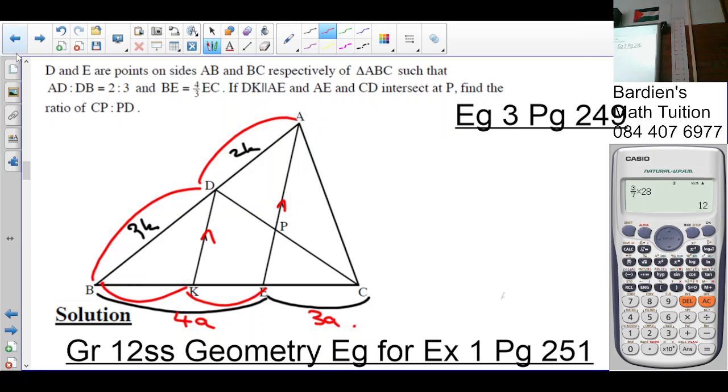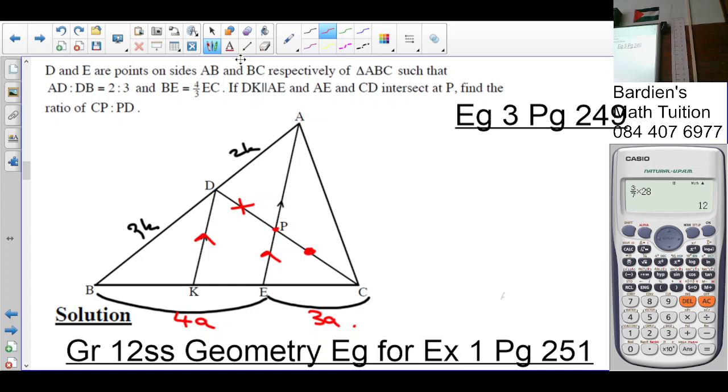Also, we are told that AE and CD intersect at P, which is this point here. Find the ratio of CP, so that's what we need, and PD. Can you see that, people? So if you look at the parallel lines that lie between, it's lying between PE and DK, those parallel lines. Not so.